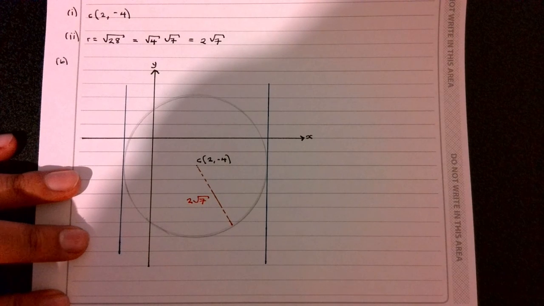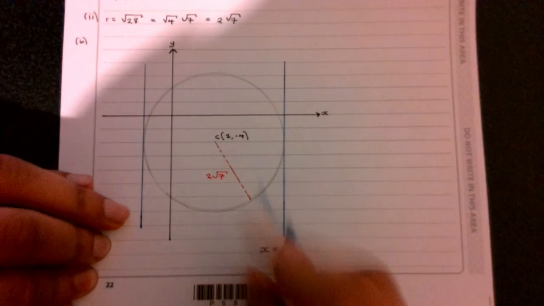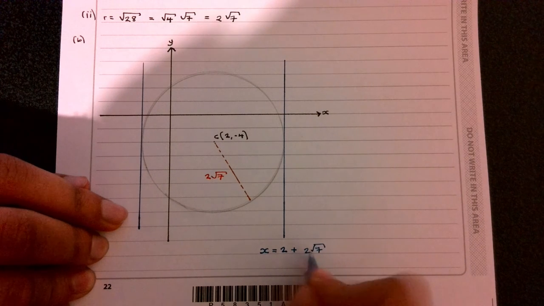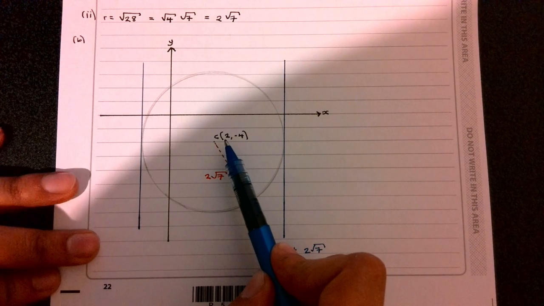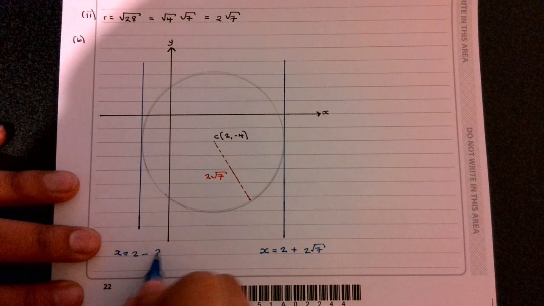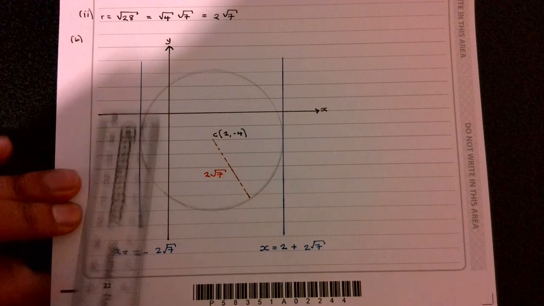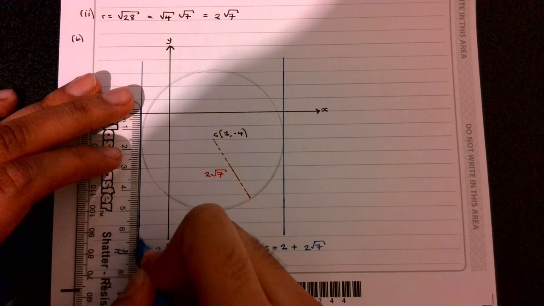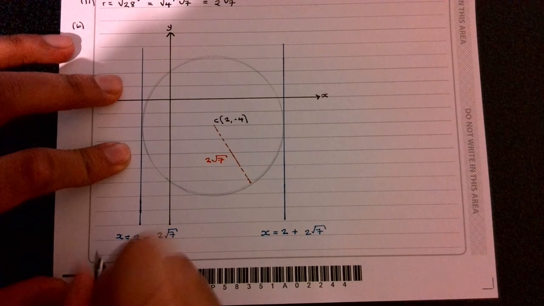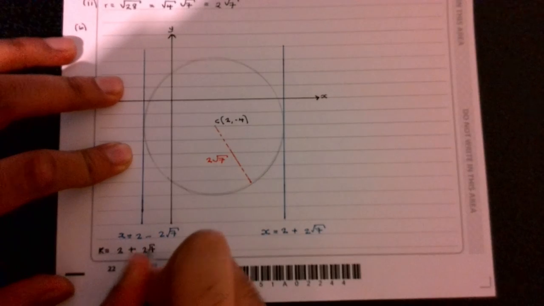So the important thing to notice is that this line, x equals something, will equal 2 plus 2 root 7. The reason it's plus 2 root 7 is because we're going to the right from this x coordinate of 2. And this other equation will be x equals 2 minus 2 root 7, for a very similar reason, in that we're going to the left this time. So the values of k will either equal 2 plus 2 root 7 or 2 minus 2 root 7.